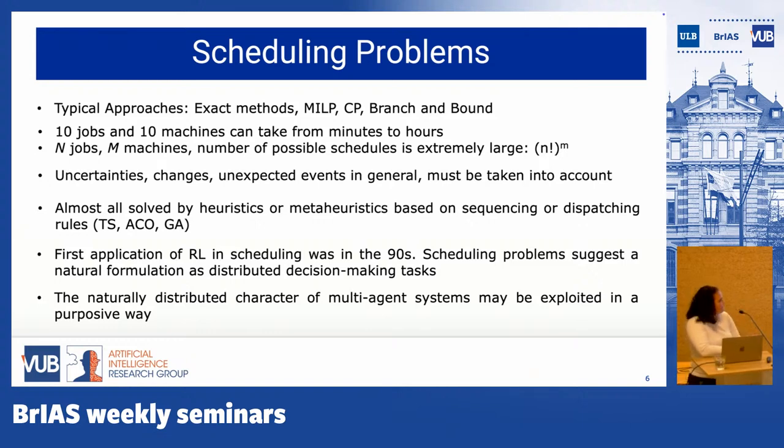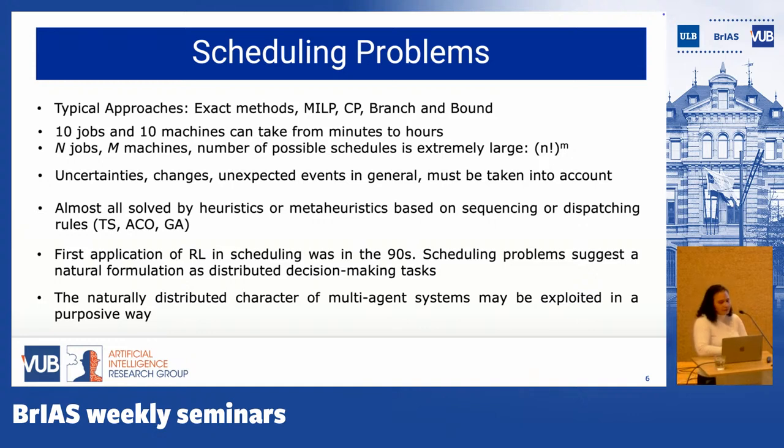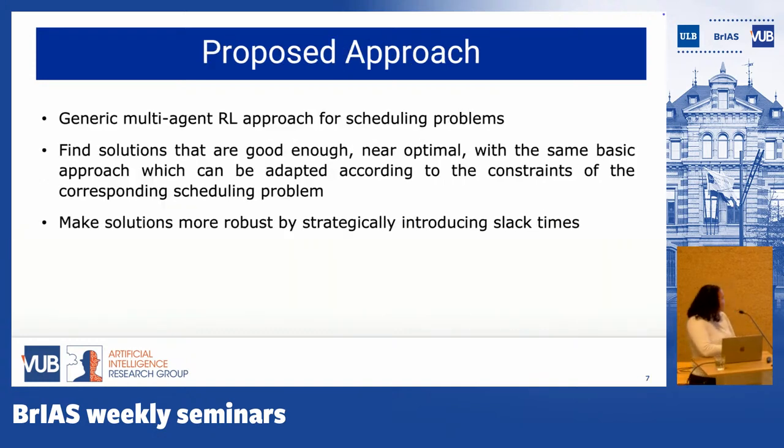From here, it's possible to see that scheduling problems suggest a natural formulation as distributed decision-making tasks. And of course, this naturally distributed character makes the idea that multi-agent systems may be exploited in a purposive way. We were, at that point, starting the journey in reinforcement learning. We started collaborating with Anne, and then we said, okay, let's try. We were doing some experiments with different meta-heuristics for these kinds of problems, and then we decided to start the journey in applying reinforcement learning to this kind of combinatorial optimization problem.